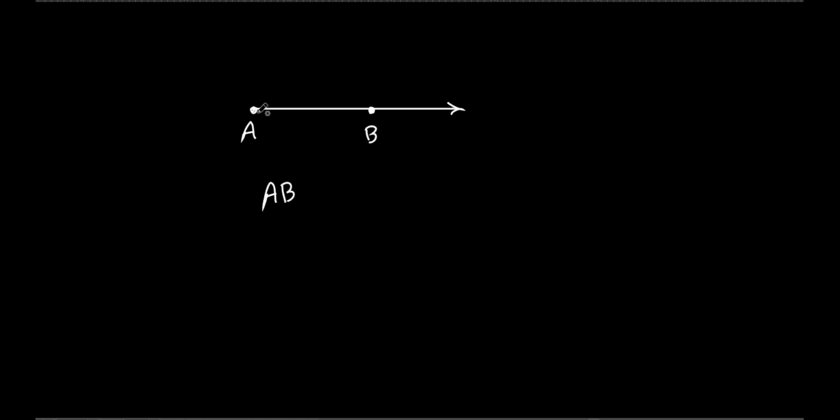Where is the endpoint on this ray? It's at A, so it has to start at A. You cannot call this ray BA. That's a completely different ray. Ray BA would start here and keep on going in that direction. Is that what's happening here? No. All right. Ray AB.